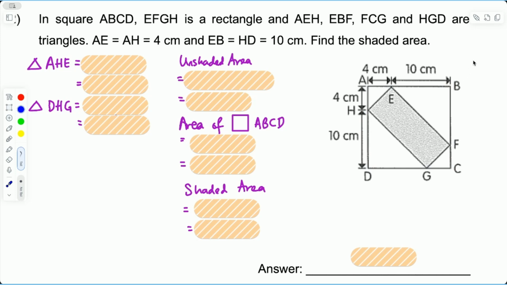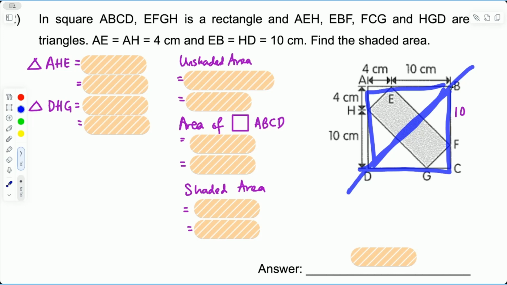If I draw a diagonal across the square, we realize that this side is a mirror image of this side. Hence, BF will be equals to BE. That will be 10 cm. So this is the mirror image. This side is identical to this side. So since EB is 10, FB will be 10.